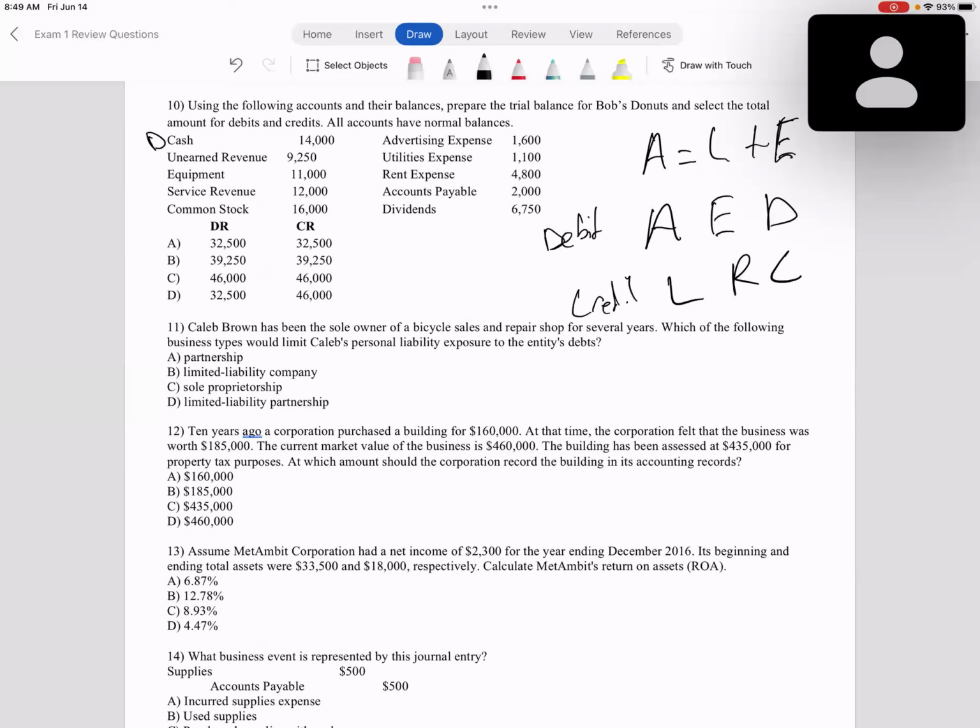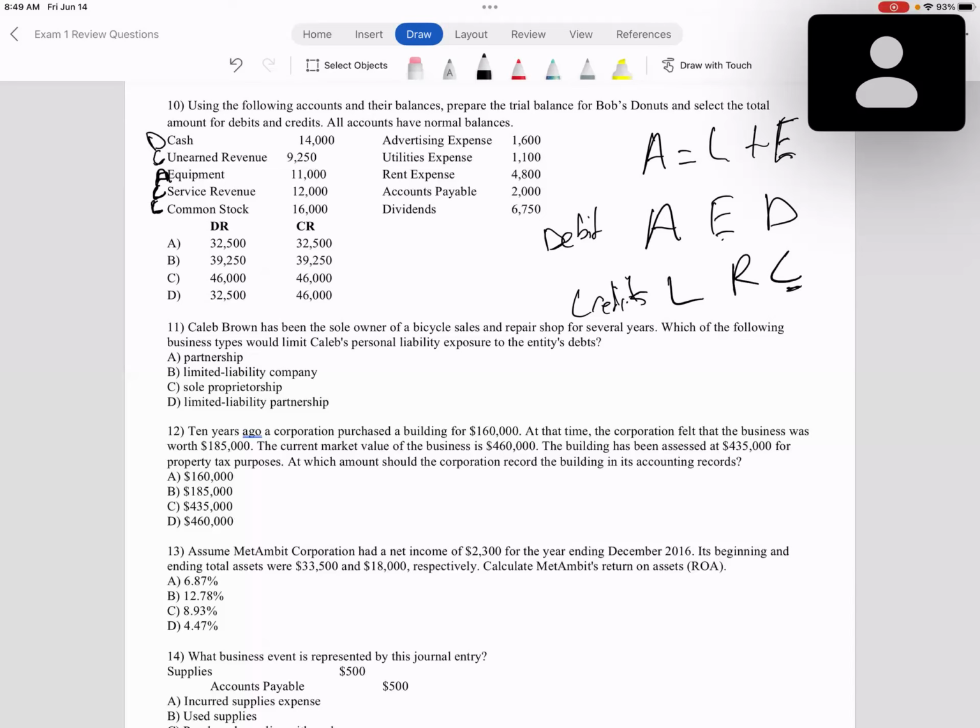These are your credits. That's really what you're doing on this problem. Unearned revenue, the liability, has a credit balance. Equipment is an asset account, right? That's value to the business, a resource the business has available to it. Service revenue, revenue is a credit balance. Common stock has a credit balance. Common stock, credit balance.